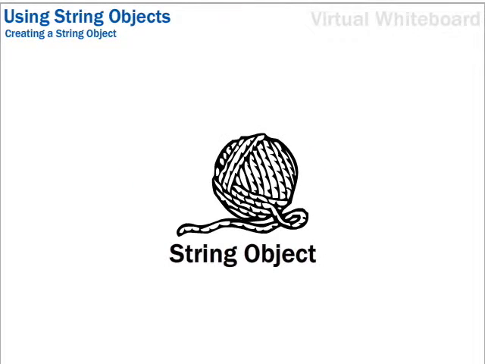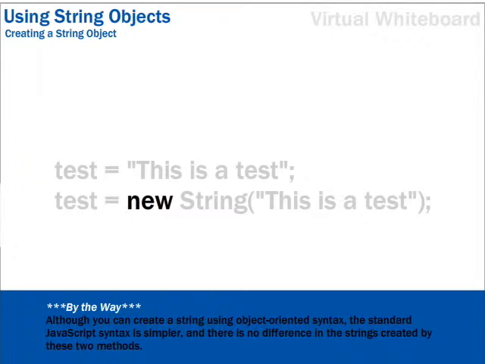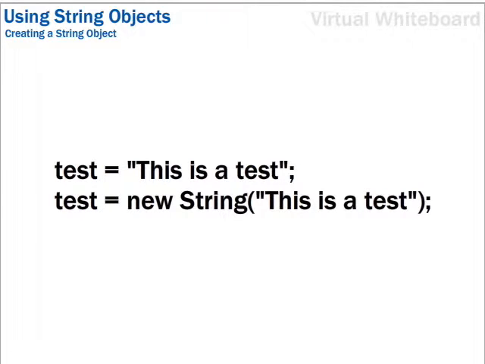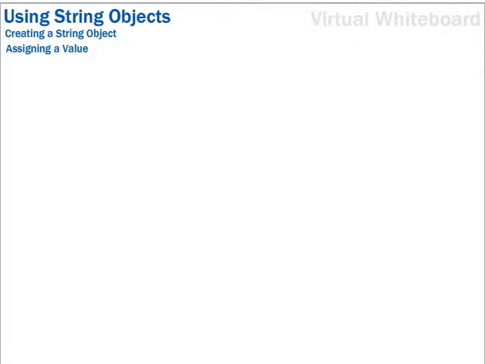JavaScript stores strings as string objects. You usually don't need to worry about this, but it will explain some of the techniques for working with strings, which use methods or built-in functions of the string object. There are two ways to create a new string object. These two statements create the same string. The second statement uses the new keyword, which you use to create objects. This tells the browser to create a new string object containing the text "this is a test" and assigns it to the variable test. You can assign a value to a string in the same way as any other variable.